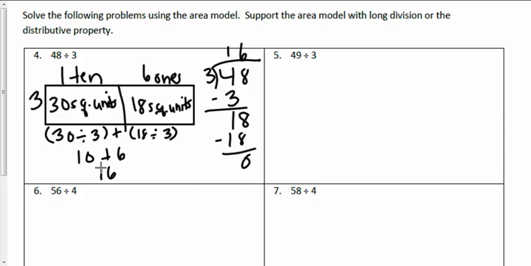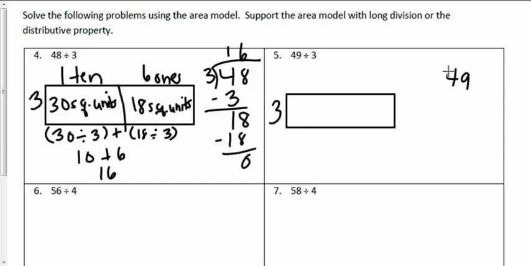All right, 49 divided by 3. Again, if you feel comfortable, like you can do this by yourself, I'd like for you to go ahead and try. If you're not comfortable yet, you can continue to follow along with me until you do feel comfortable. All right, so I'm going to make a width of 3, and I'm going to go ahead and put my long division over here. 49 divided by 3.